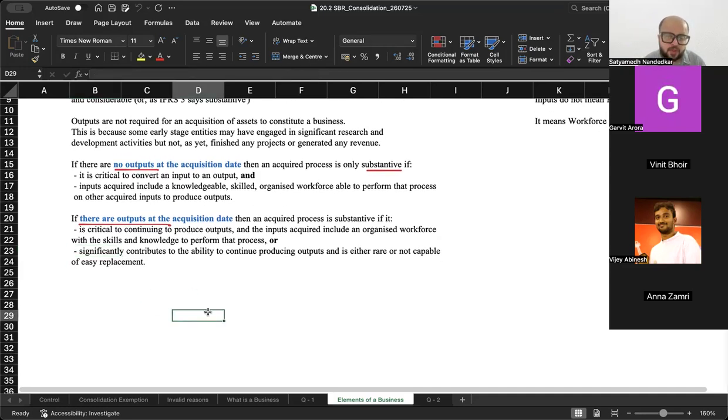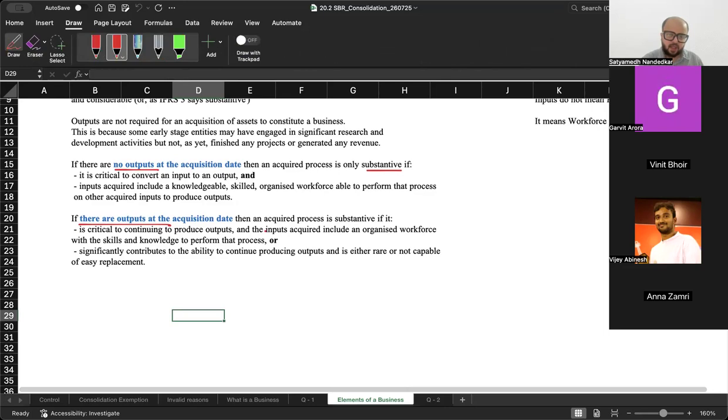And if there are outputs at the acquisition date, then an acquired process is substantive if it is critical to continuing to produce outputs, and the inputs acquired include an organized workforce with the skills and knowledge to perform the process, or it significantly contributes to the ability of an entity to continue producing goods and is rare or not capable of easy replacement. Again, going back to the housekeeping example, the housekeeping process is not a rare process. It doesn't require a lot of technical know-how, but yes, a research process could be a critical process, and without that, the conversion of input into output by any other individual is not possible.